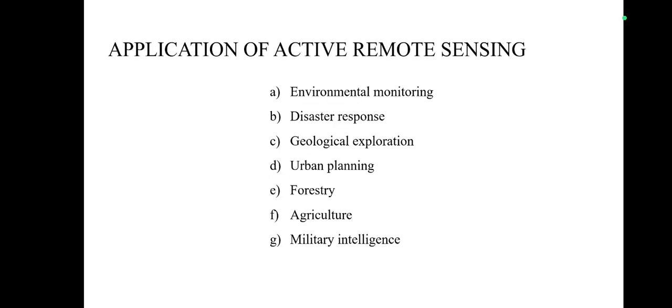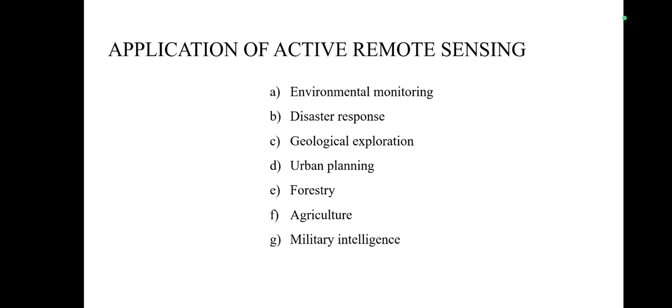Some of the applications of active remote sensing are the same as passive remote sensing, such as environmental monitoring. Both active and passive remote sensing are able to monitor the environment and also support disaster response. It can also support disaster management and geological exploration. Even when there is an earthquake or any drought problems, it can be explained by active remote sensing. Urban planning, deforestation, afforestation, and anything that may happen in the atmosphere can be reflected by active remote sensing.